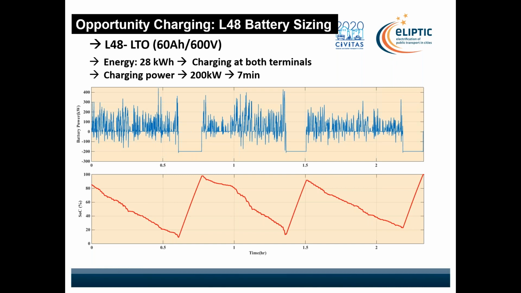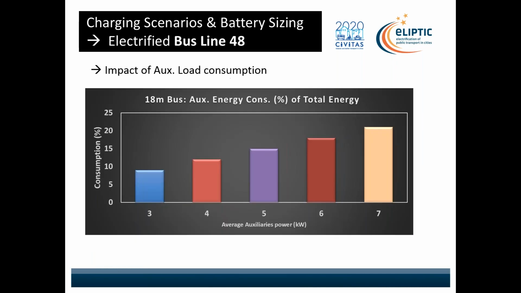So based on this analysis, we could optimize the power needed and the timing that you have available at the stop. We come out with 200 kilowatt for 7 minutes of charging on road. This will be enough to charge the battery by 28 kilowatt hour at both terminals.